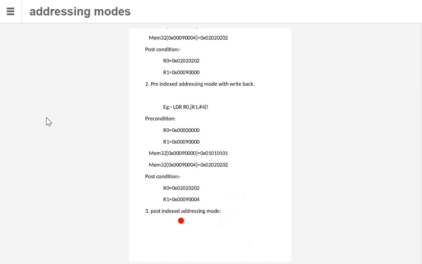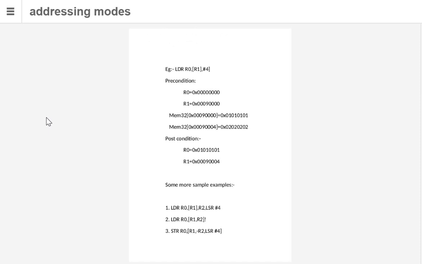Now the third one is post-index addressing mode. I'm giving an example here. I have given the same example. The only difference is here the square bracket is only for R1. Forget this one, I have done it wrong. There is no ending square bracket after 4, because you can see the bracket is closing with R1. The only difference is that when you are using post-index addressing mode, you give the square bracket for only the base register. You are not going to give a square bracket with your offset value.